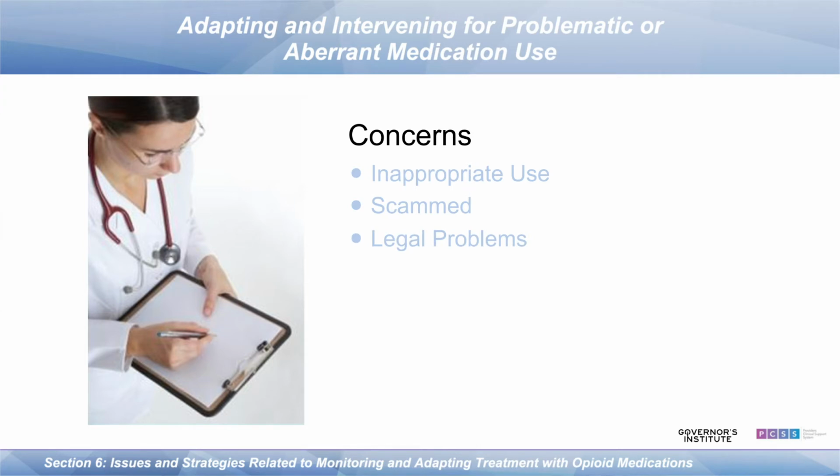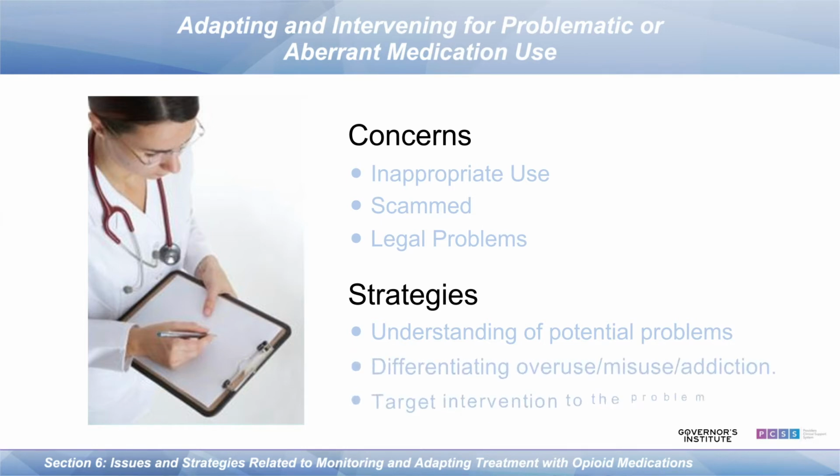To address these legitimate concerns, it is important that clinicians have a working understanding of the kinds of problems individuals get into with opioids and have a means to distinguish between overusing or otherwise misusing opioids versus abusing or being addicted to them, behaviors which may look similar on the surface until explored. And then be able to target the intervention or change treatment based on the kind of problem identified.